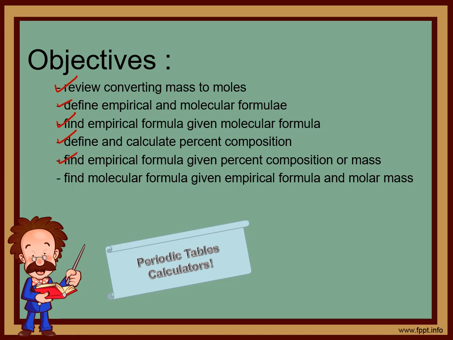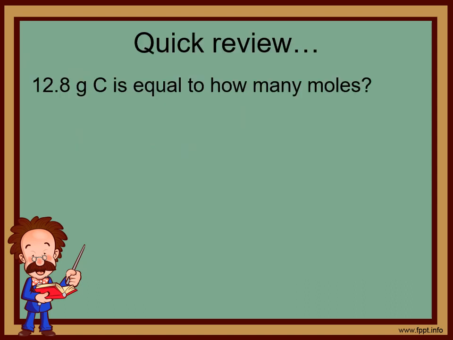We're going to do some more empirical formula calculations, this time with percent composition or mass, and then we're going to wrap up with a look at finding the molecular formula of a compound if we're given the empirical formula and the molar mass. There are so many calculations today, my friends. So if you don't already have your calculator and a periodic table nearby, pause the video, grab them. You're going to need them.